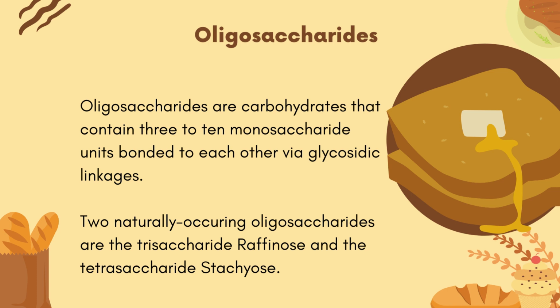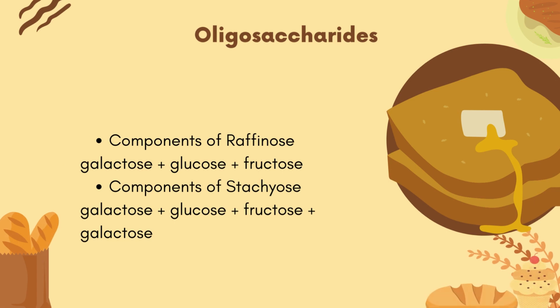Now, again, for our discussion, we will be focusing on two naturally occurring oligosaccharides. We have the trisaccharide raffinose and the tetrasaccharide stachyose. Trisaccharide composed of 3 monosaccharide units. Tetrasaccharide, 4 monosaccharide units.